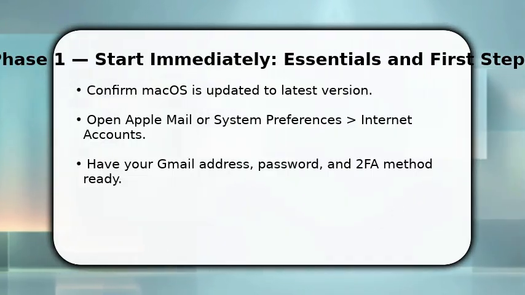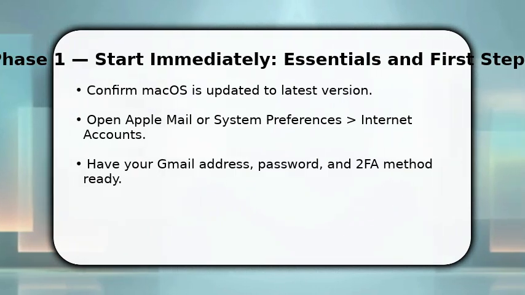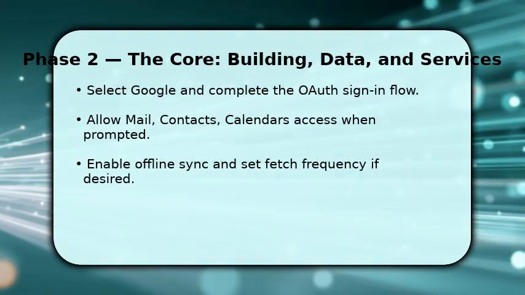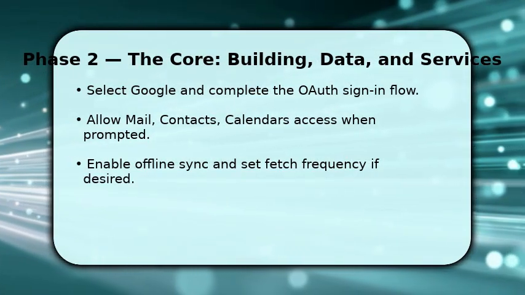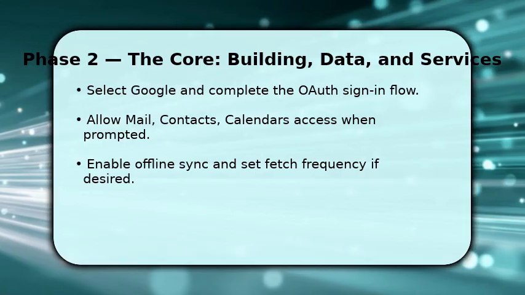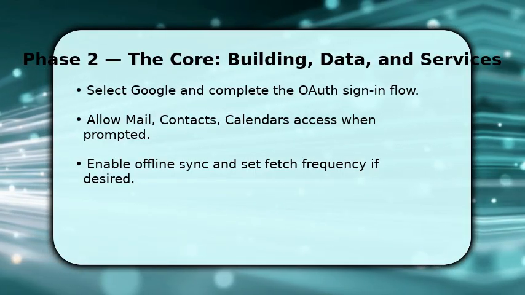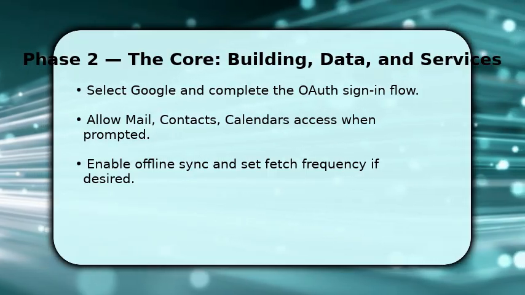You continue by completing the Google sign-in flow. Follow the prompts and approve the requested permissions so Mail can fetch messages and sync contacts. Once authenticated, return to Internet Accounts and tick Mail, contacts, and calendars as needed. Make sure to enable offline sync if you want messages available without Internet.